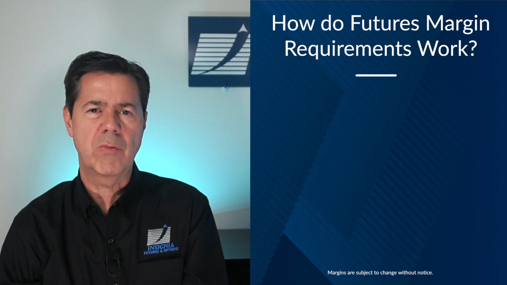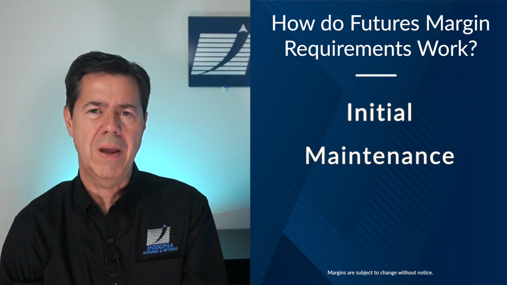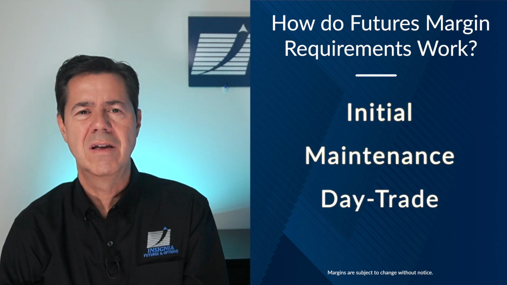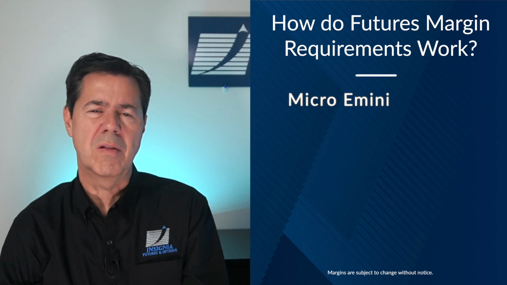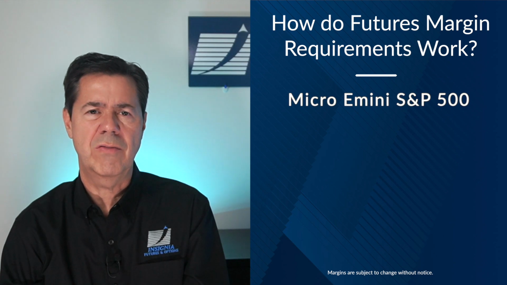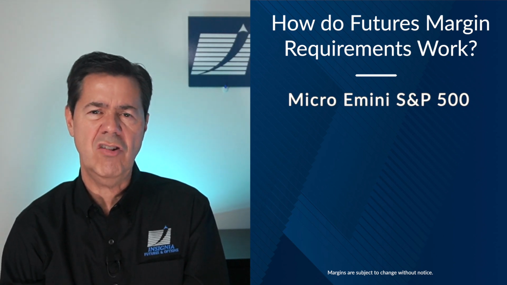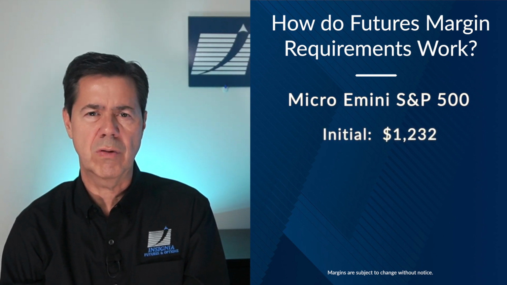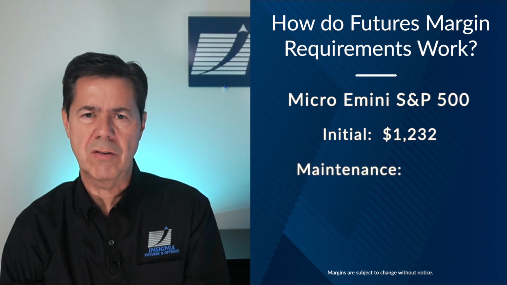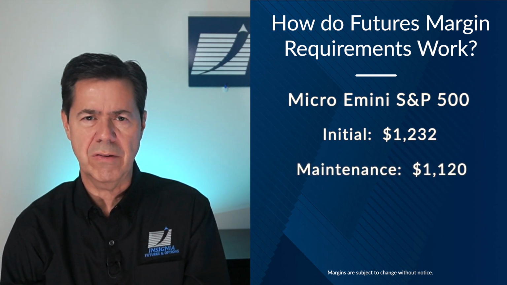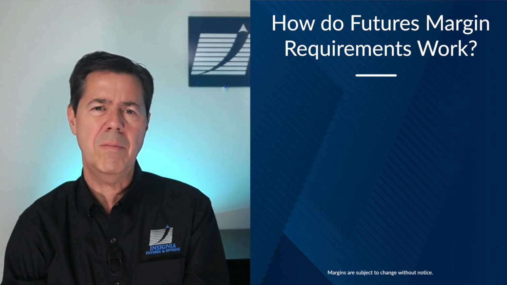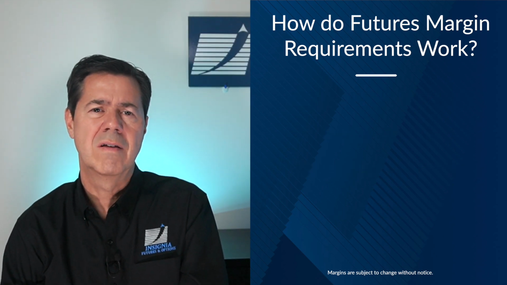There are 3 margin requirement levels most traders need to be familiar with: initial, maintenance, and day trade. For example, a market such as the Micro E-mini S&P 500 futures contract currently has an initial margin requirement of $1,232, a maintenance requirement of $1,120, and a day trade margin of $50. Let me define each of these.